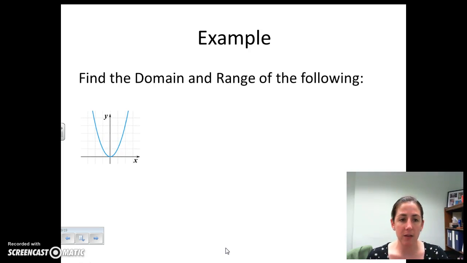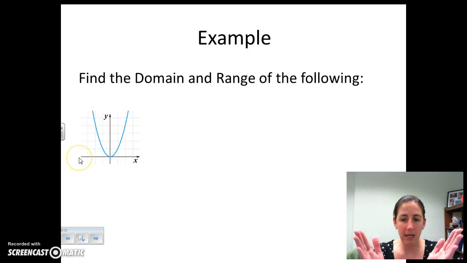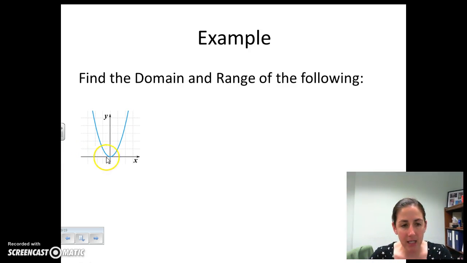Okay, so let's find the domain and the range of the following functions. So let's look at this parabola here. Notice it's going to get wider and wider and wider. The domain, every x value is accounted for. So the domain is all real numbers, negative infinity to positive infinity. The range, the smallest y value we have is 0, and then everything else goes up. So the range would be from 0 to infinity.